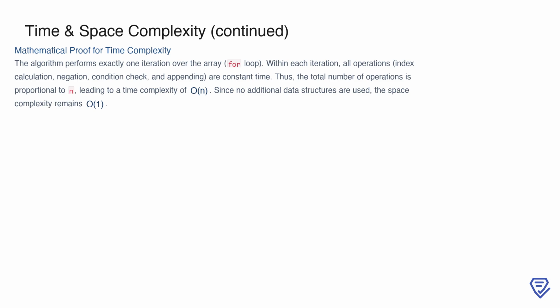Within each iteration, operations like index calculation, negation, condition checks, and appending to the result list are all constant time, or O(1). Multiplying these constant operations by the total number of elements n gives a total time complexity of O(n). Furthermore, no additional data structures are used aside from the input array and the result list, which means the space complexity remains O(1). This makes the solution both time-efficient and space-efficient, ideal for handling large datasets.